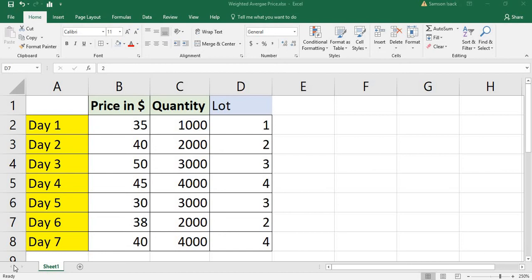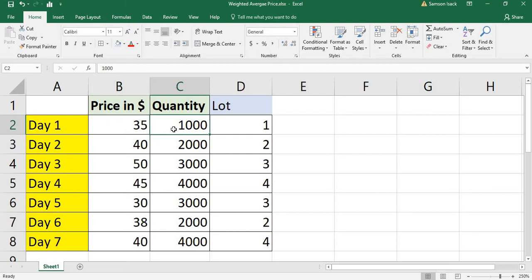Hi, welcome. Now I'm going to show you how to calculate weighted average per quantity or per lot. In this example you can see different days, 7 days, and the price and the quantity bought.